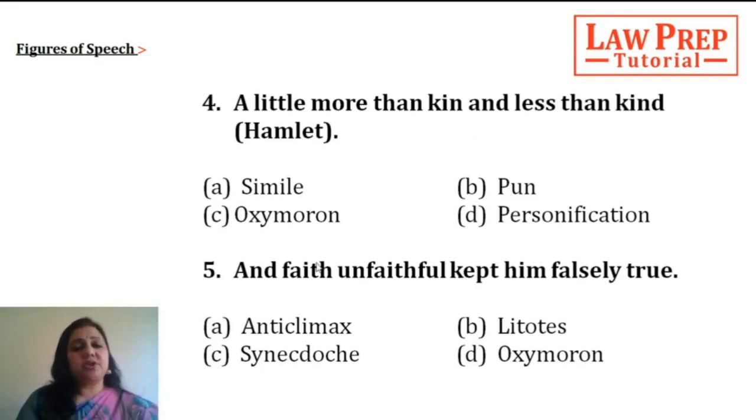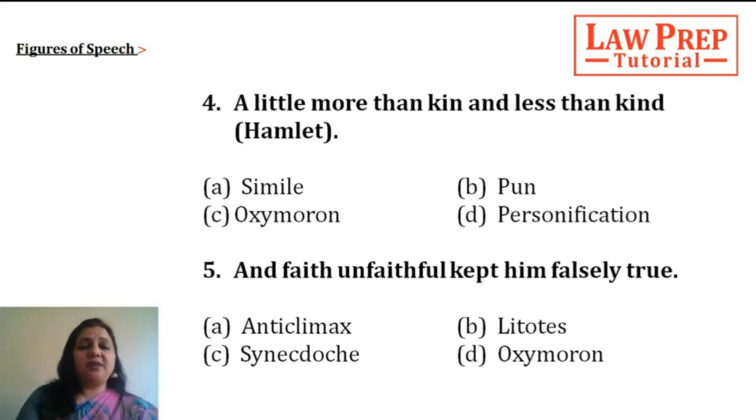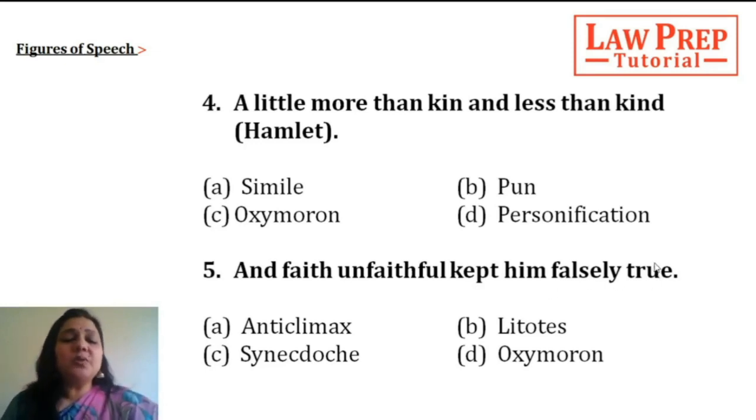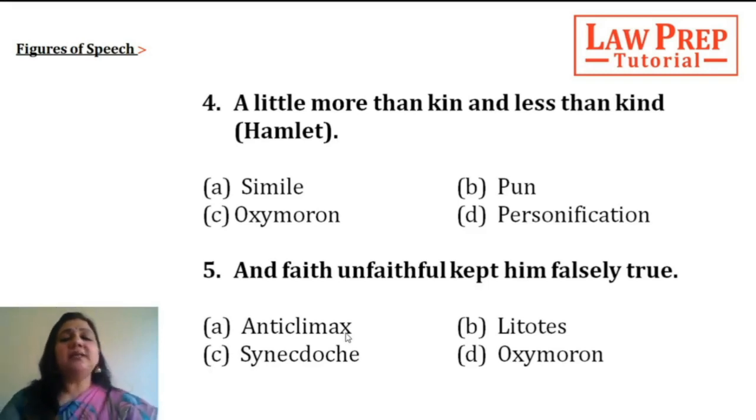And the last question. "And faith unfaithful kept him falsely true." You know, two opposite words. Faith unfaithful, falsely true. What is it called? Oxymoron. Litotes is writing in the negative where the meaning is positive. Anticlimax is from the higher to the lower form, and synecdoche is when you are talking of a part-whole relationship. So our answer is oxymoron.